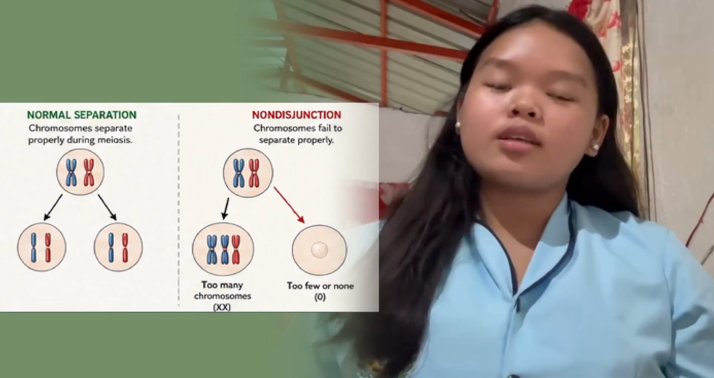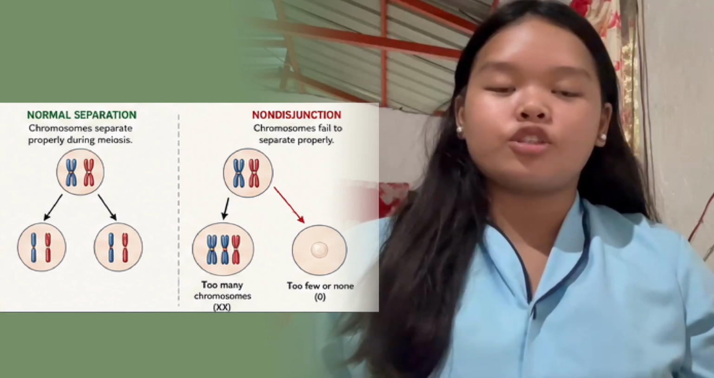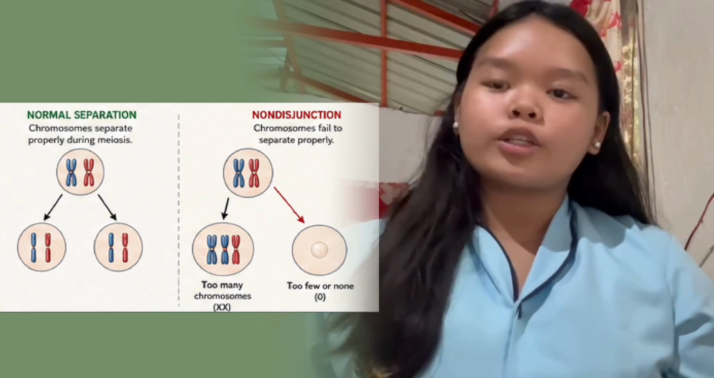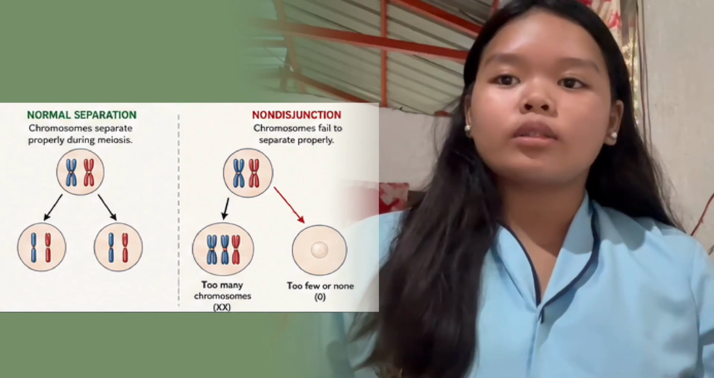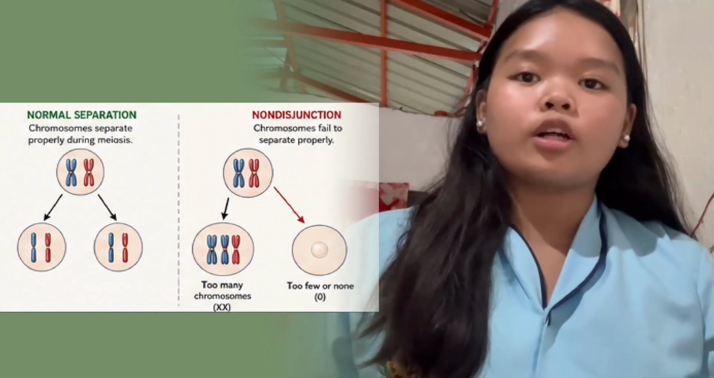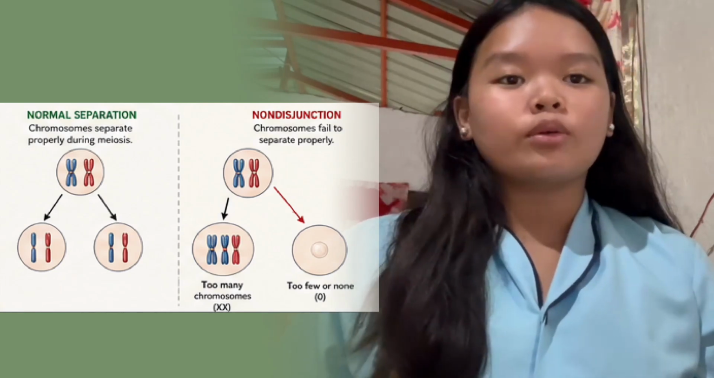So our chosen cell division anomaly is non-disjunction. Non-disjunction occurs when chromosomes fail to separate properly during meiosis. As a result, some egg cells may receive too many chromosomes, while others may receive too few.